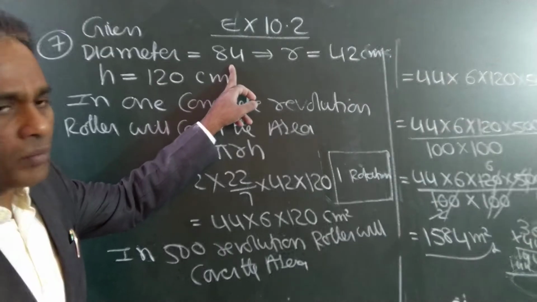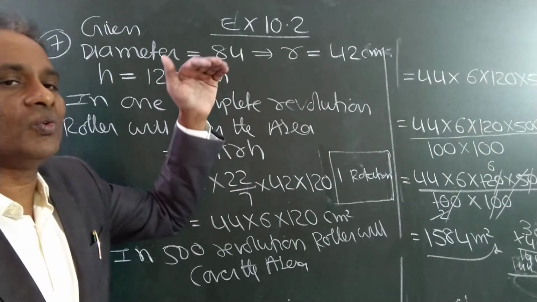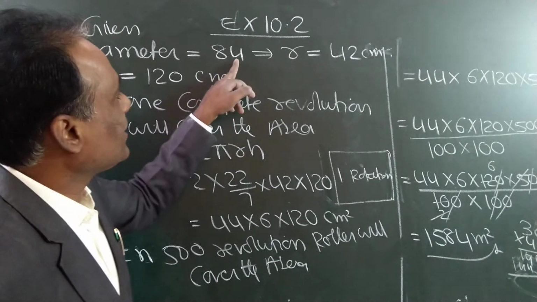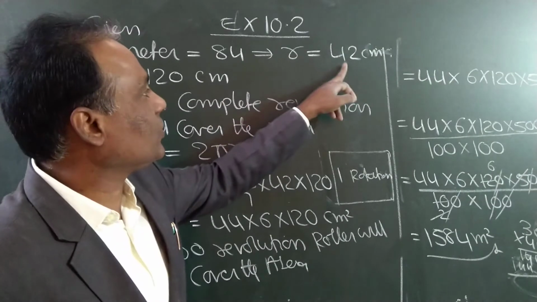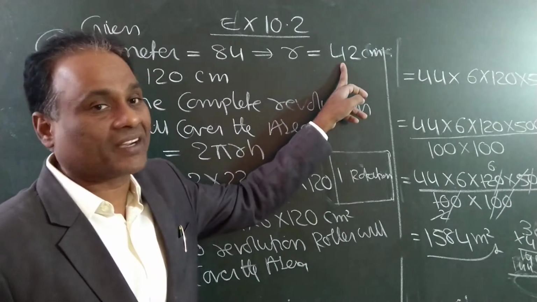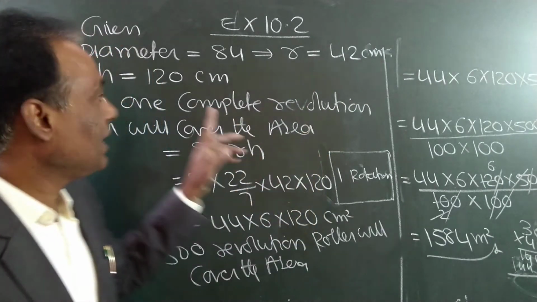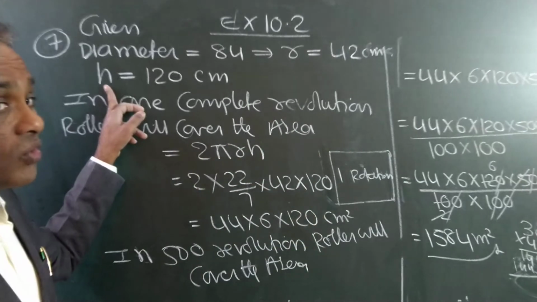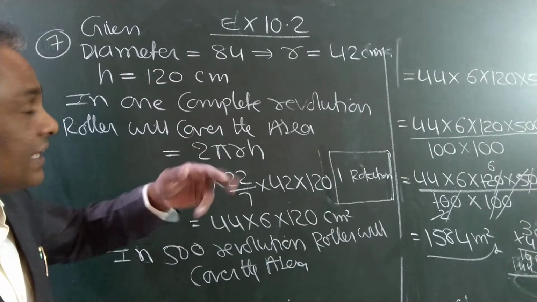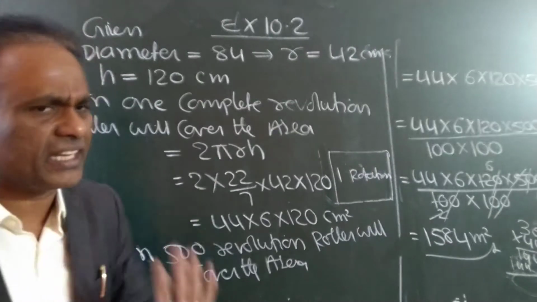The diameter is given as 84, but we don't use the diameter. We use only the radius, so divide it by 2. 84 by 2 is 42. The radius is half of the diameter. Length or height, both are the same. So the road roller is in the form of a cylinder. Height is 120, as given in the textbook.